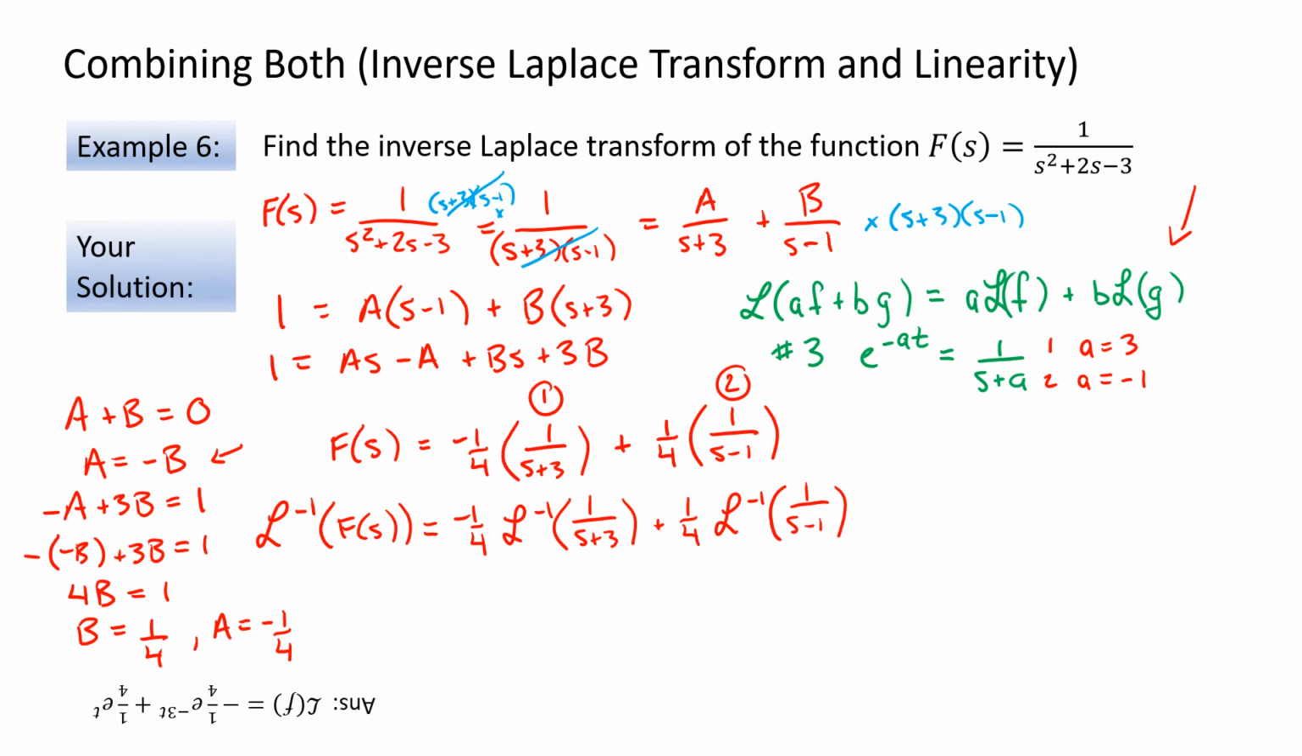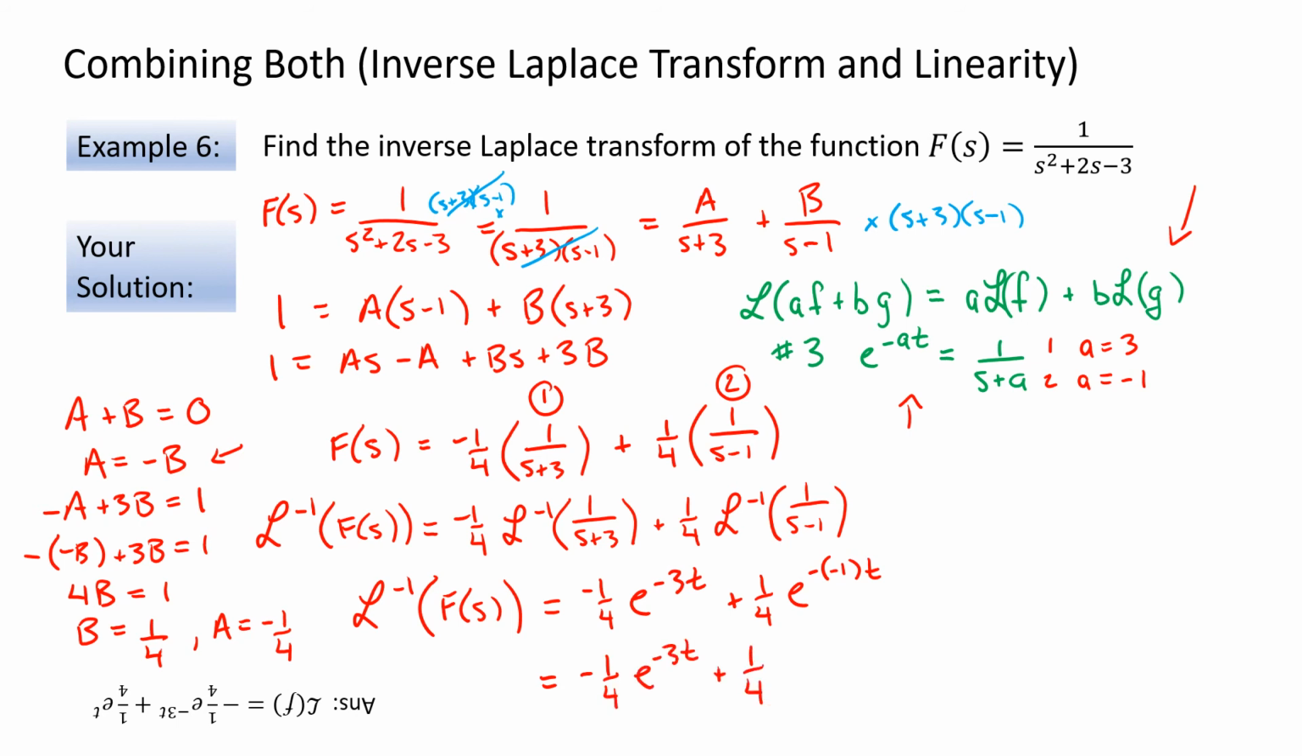So knowing that it fits into this number 3, we know that the inverse Laplace transform of F(s) is equal to negative 1/4 times, for the first one, e to the exponent negative 3t, plus 1 over 4 times e, and in this case, a is negative 1. So we get negative times negative 1 times t. Two negatives make a positive, and that means we have negative 1 over 4 e to the negative 3t plus 1 over 4 e to the positive t.